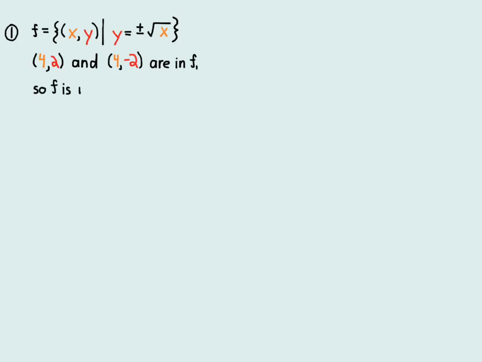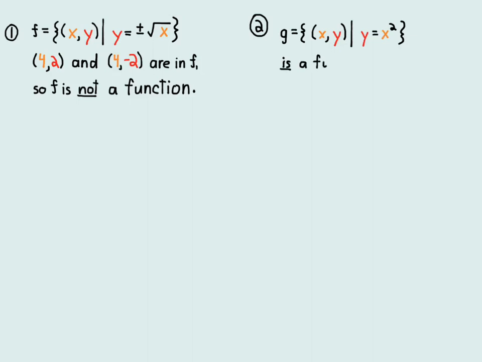Well, the pair 4, 2 and the pair 4, negative 2 are both in f. Try them. If you put 4 in for x, y can be either 2 or negative 2, plus or minus square root of 4, right? So those two are both in f, and so f is not a function. So y equals plus or minus square root of x is not a function.